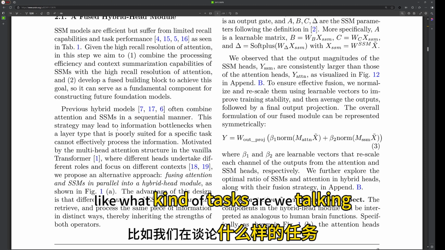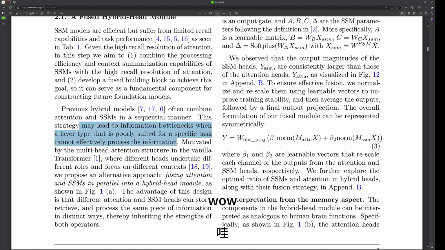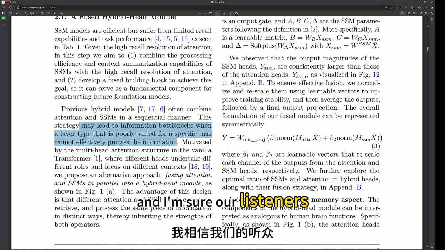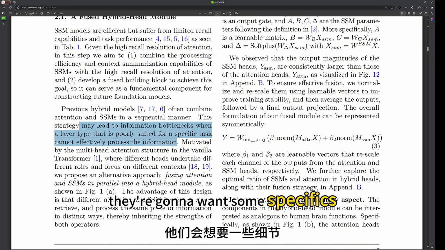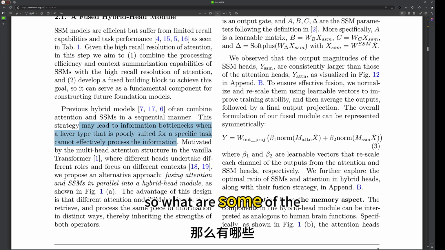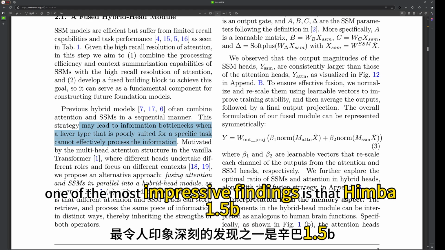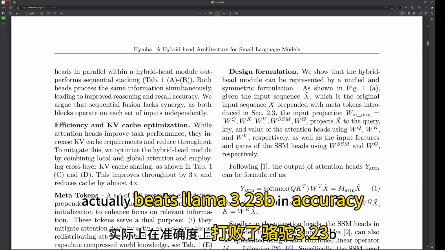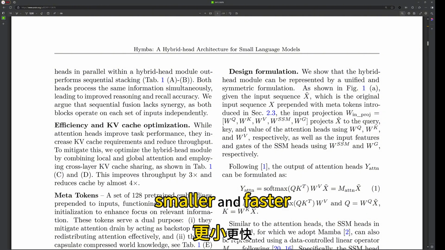Like what kind of tasks are we talking? We're talking text generation, question answering, code generation. Wow. It's really doing incredibly well. That's really impressive, and I'm sure our listeners, especially those who are really familiar with the LLM landscape, are going to want some specifics. So what are some of the juicy details that you can share about how Hymba's performing? Well, one of the most impressive findings is that Hymba 1.5B actually beats Llama 3.2 3B in accuracy. Wow. And this is despite being significantly smaller and faster.